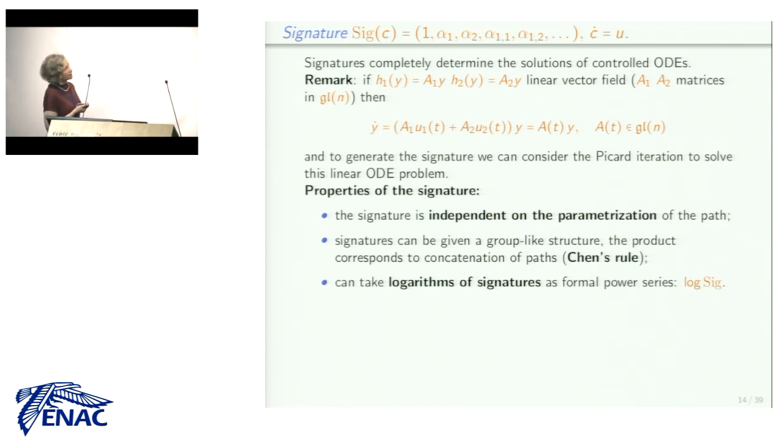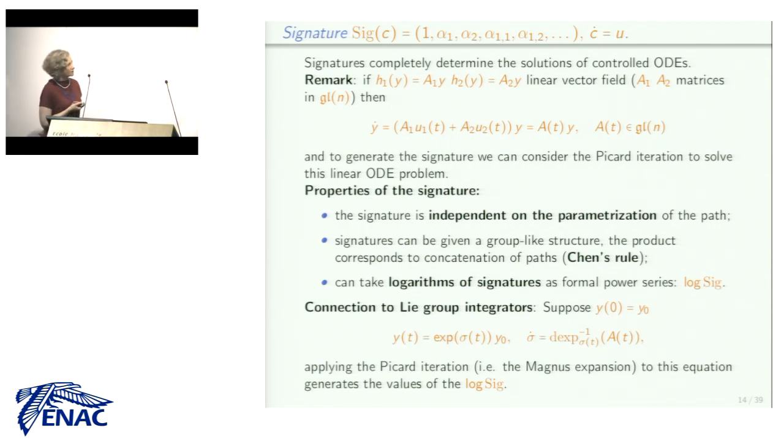Another thing is that the signature is redundant because you can use the rules of integration by parts. This set of numbers, or sequence of numbers, in fact can be reduced to a simpler sequence. And this can be done by taking logarithms of formal power series in an appropriate way. And let me go to the connection to Lie group integrators so that these logarithms become a little bit more concrete. And the connection is the following.